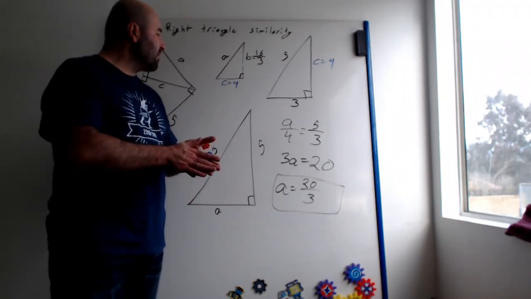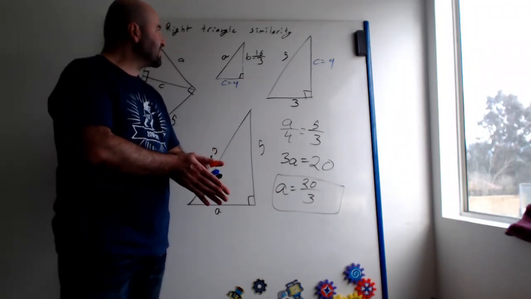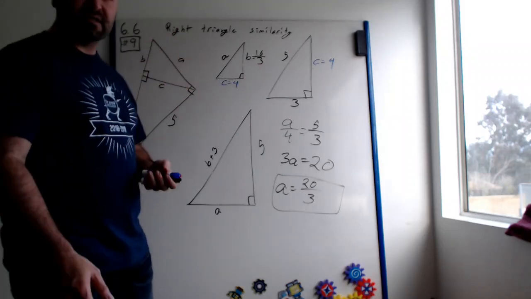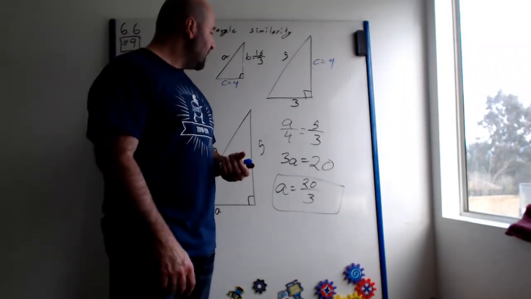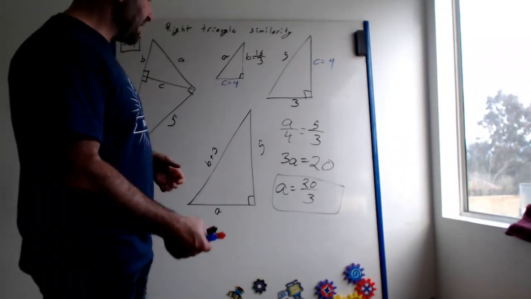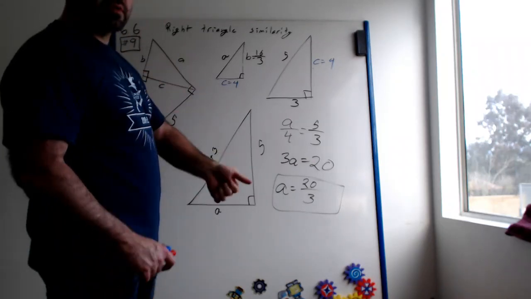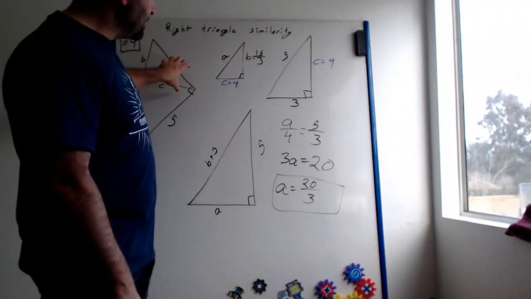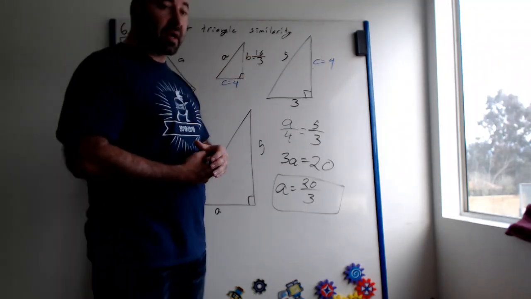Okay, so that was pretty much the biggest concept behind 6.6, which is right triangle similarities, or similarities in right triangles. The biggest thing that, like I said, is 1, looking out for the Pythagorean theorem, and 2, being able to break these up into 3 separate similar triangles.